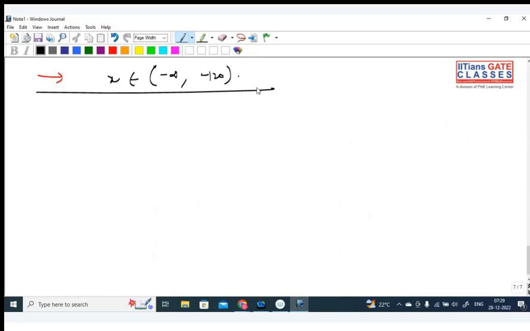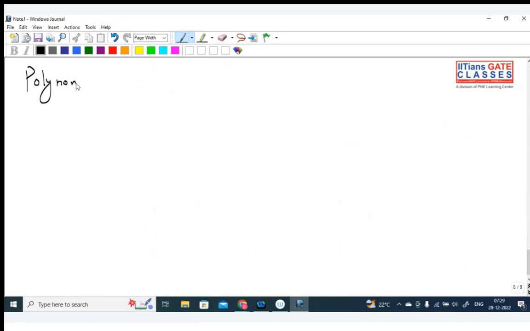So now we will talk about polynomial inequality. Now what we are going to talk about is polynomial inequality. So write down the heading: polynomial inequality.